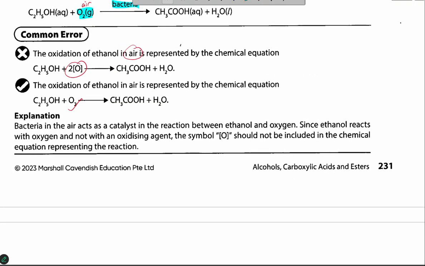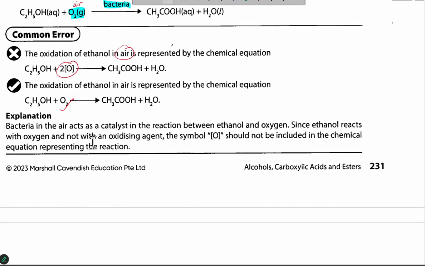Okay, so the explanation is that bacterial air acts as a catalyst. Of course, bacteria have a biological catalyst, which is an enzyme, to speed up the reaction between ethanol and oxygen. Therefore ethanol reacts with oxygen, not with the oxidizing agent. The oxidizing agent is the symbol [O] in brackets, but in this case it's O2.